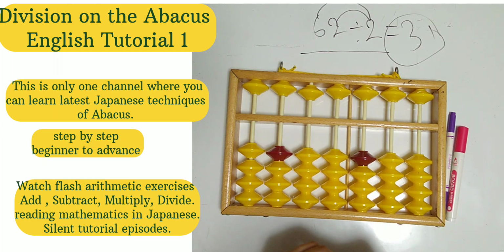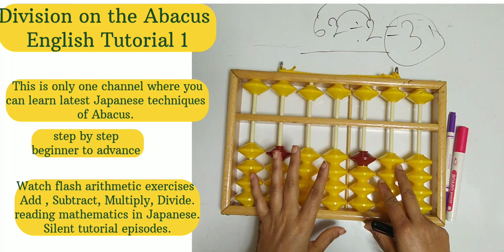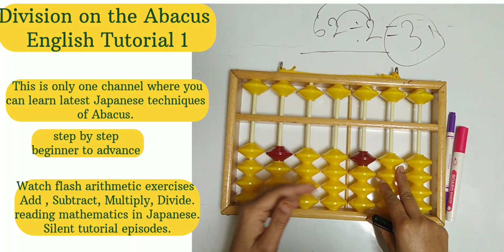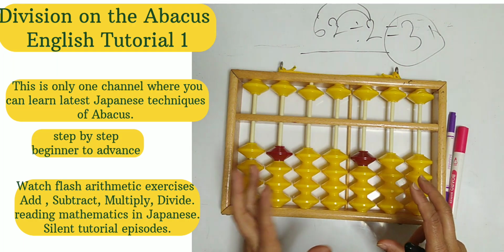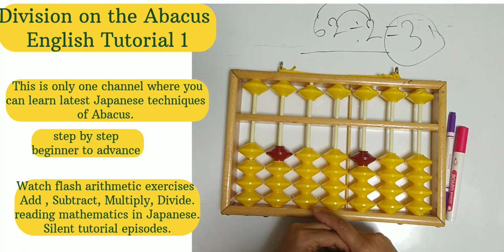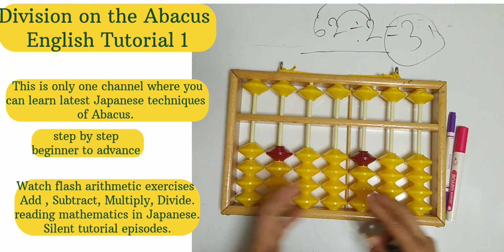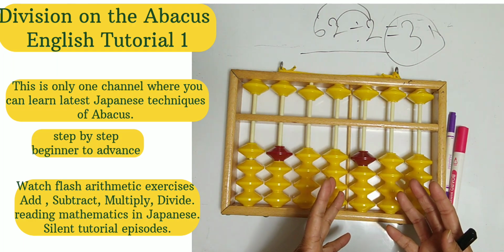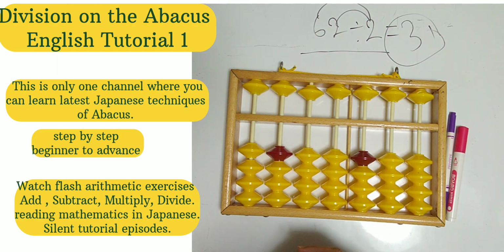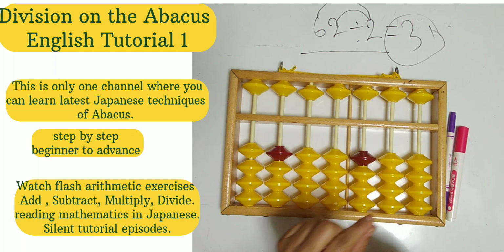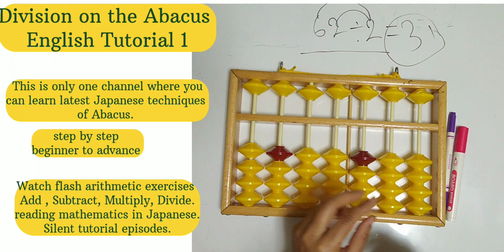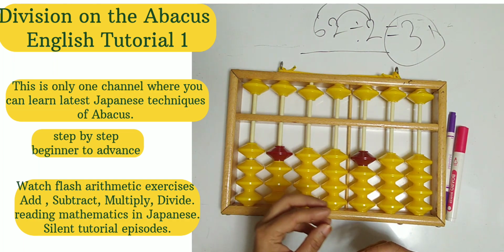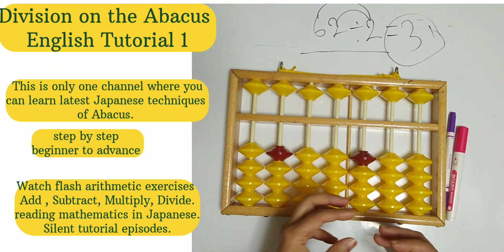Let me explain one more thing. To do division on the abacus, you should know all the subtraction techniques, how to subtract on the abacus. Okay, and the 1 to 9 multiplication table, that is enough to do division on the abacus. If you don't know how to subtract a number on the abacus, you can't do division. Okay, multiplication is equal to addition, division is equal to subtraction.